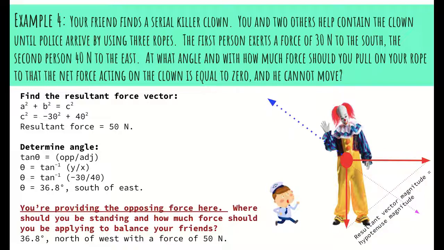At the very bottom here, where it's written in red, this is the important part, that you're providing the opposing force. So where should you be standing, and with how much force should you be applying to balance your friends out? We know this, we just have to flip our information around. We know that we have to be applying a force of 50 newtons, and the angle and direction has to be opposite. So you would be applying it at 36.8 degrees north of west instead of south of east.